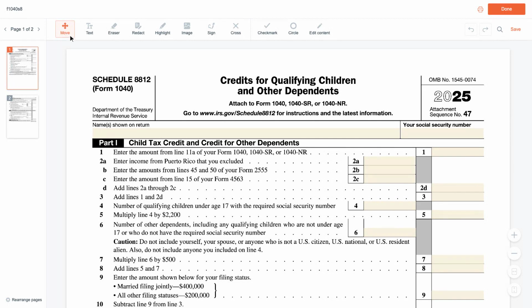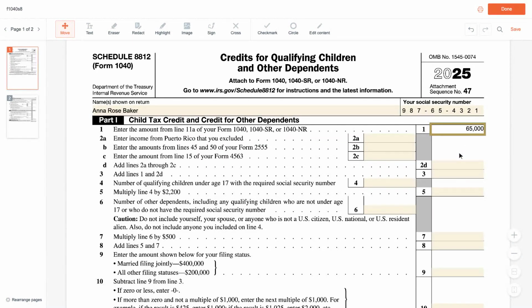Enter your name and Social Security number as they appear on your Form 1040. Line 1 is your adjusted gross income from your Form 1040. The credit begins to phase out once your income passes $400,000 for joint filers or $200,000 for everyone else. So this number sets up that calculation.